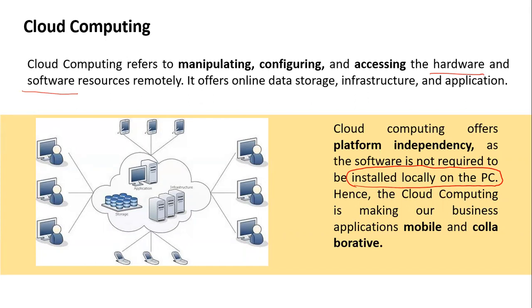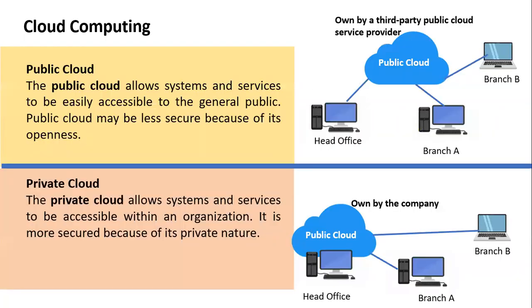So those are very important in electronic business. Everyone, there are several types of cloud computing, cloud services. One is called public cloud. Public cloud means those services and applications are easily accessible by the general public. For example, Google Docs, Google Sheets.